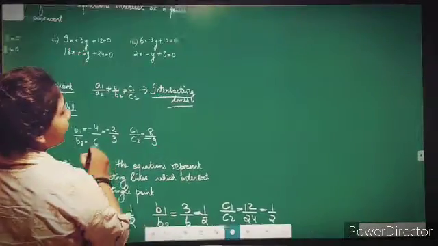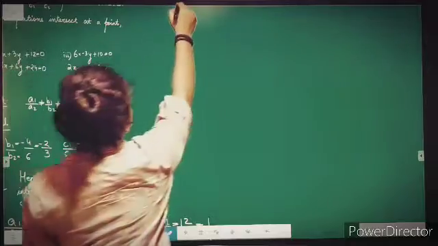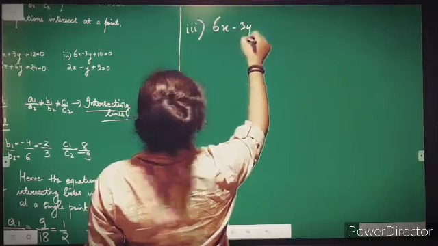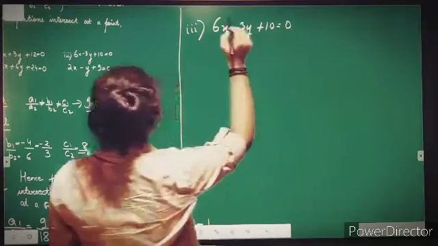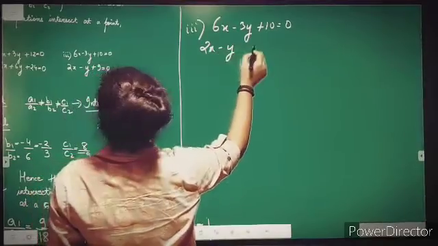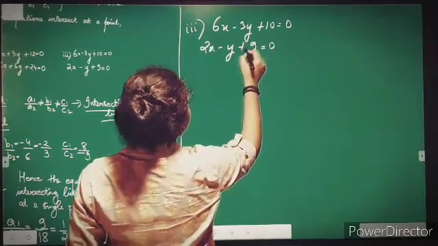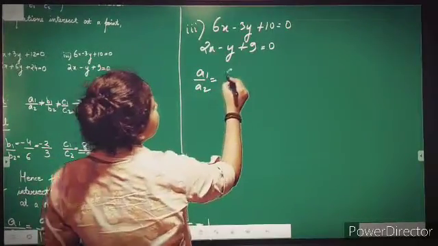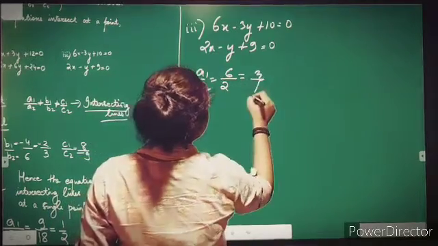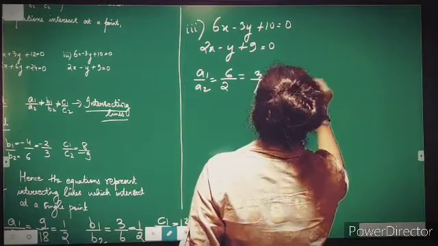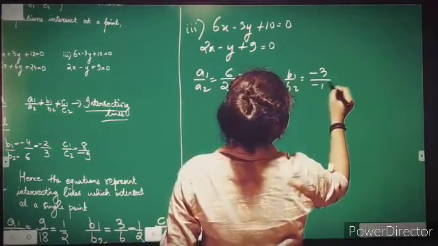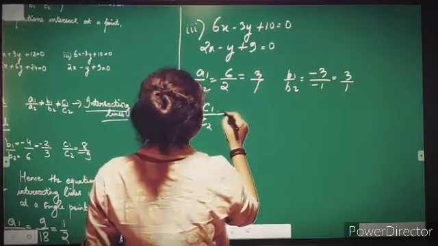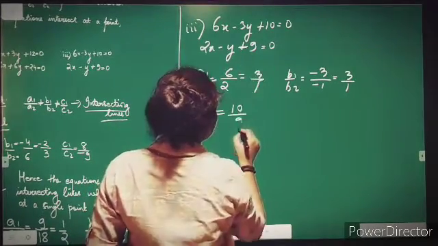Third part we have 6x minus 3y plus 10 equal to 0. This is the first equation, and 2x minus y plus 9 equal to 0. This is the second equation. See here, a1 by a2: a1 is 6, a2 is 2. So here we have 3 by 1. b1 by b2, we have minus 3 upon minus 1, which is again equal to 3 by 1. c1 by c2 we have 10 upon 9.